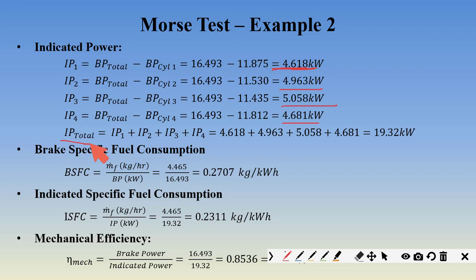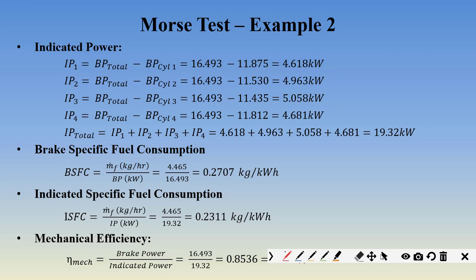Now, what is IP total? IP total is the summation of the indicated powers developed in all the 4 cylinders. So we add these 4 values up, and by adding these 4 values, we are getting a total indicated power of how much? 19.32 kilowatt.